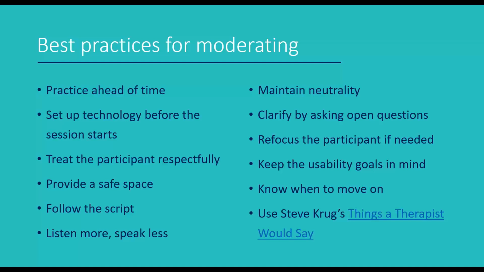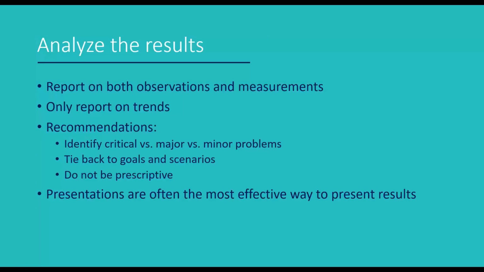And finally, you need to analyze the results. When you're analyzing the results, make sure you report on both observations, which are comments made by the participant or actions that they took, and measurements, which is the quantitative data we talked about. Make sure you're only reporting on trends. A trend is anything that at least 3 people said, did, or encountered. As I said earlier, even 3 people doing, saying, or encountering the same thing is enough to establish a behavioral pattern that can be extrapolated to a larger user group.